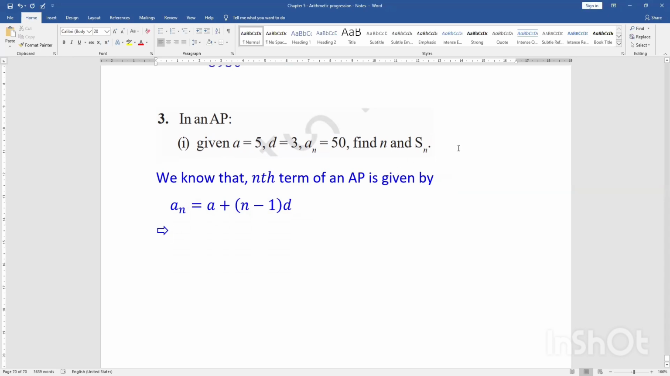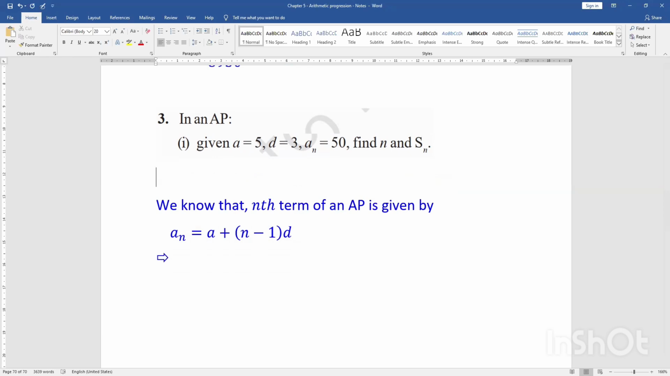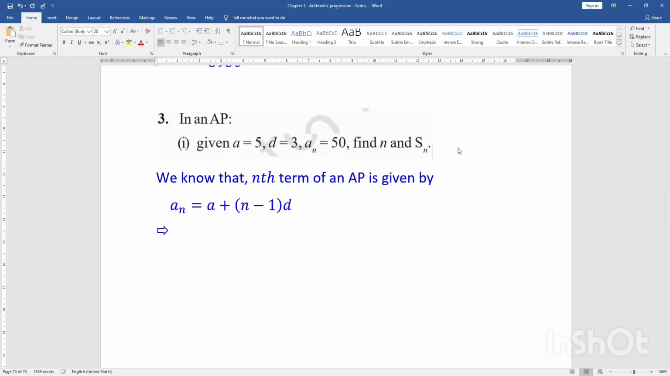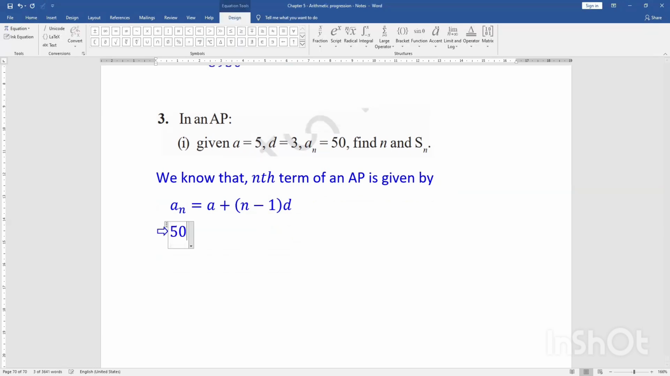So we'll write on the findings better. Oh, here it is already given, right? So now I write the A value as 50 equals, the A value is how much? 5 plus, and then N I don't know, N I keep as it is, into D. D value is 3.